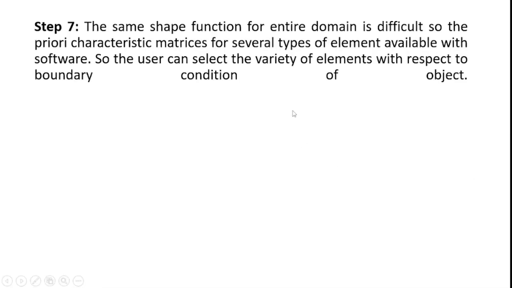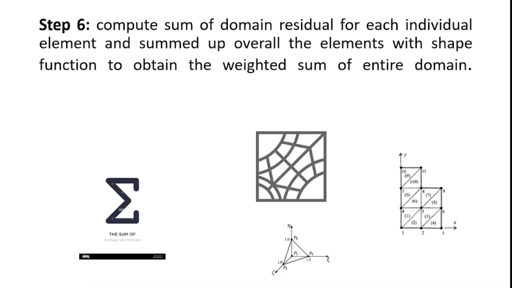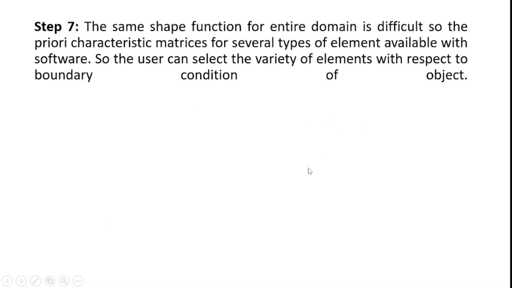After that, we can move to step 7. In that, using the same shape function for the entire domain is difficult, because if I consider a curvilinear shape, I can't utilize it. Yes, here you see an elliptical shape available. In that elliptical shape, I can't utilize the same square function for all the area. So I may utilize different elements for different areas within the same domain. So using the same shape function is a difficult task.